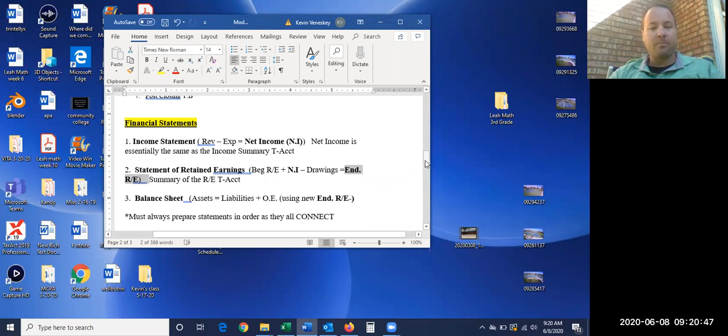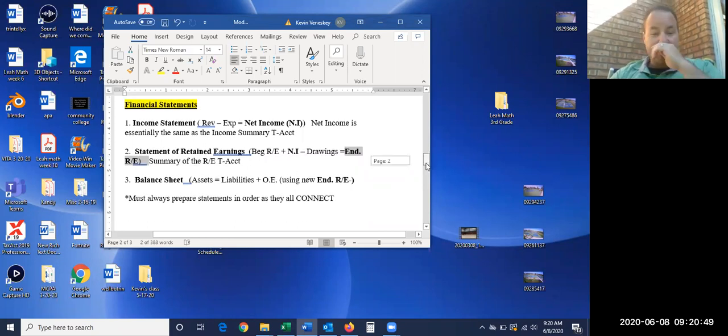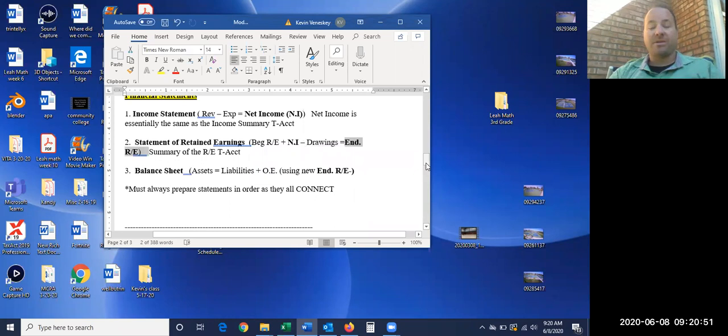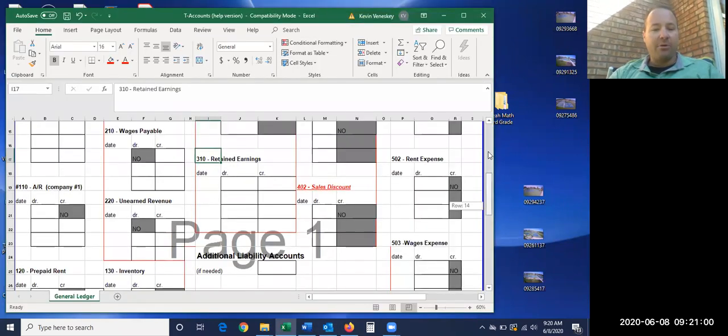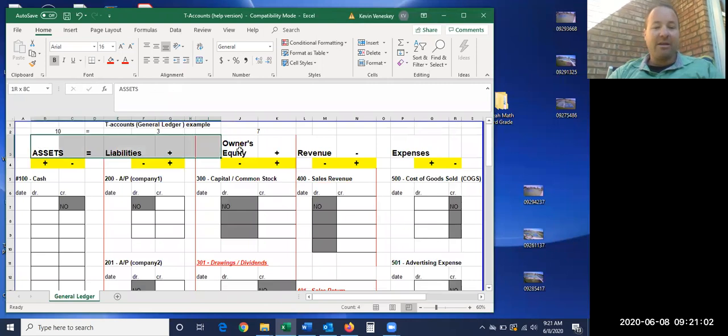And then finally, we get to the balance sheet. The balance sheet is everything else. Anything we haven't used yet goes into the balance sheet. And so that includes your assets and your liabilities. And then it includes the connector. It's either going to be your capital or your retained earnings, depending on how the business is set up. So this, the primary equation, that's what goes into your balance sheet.